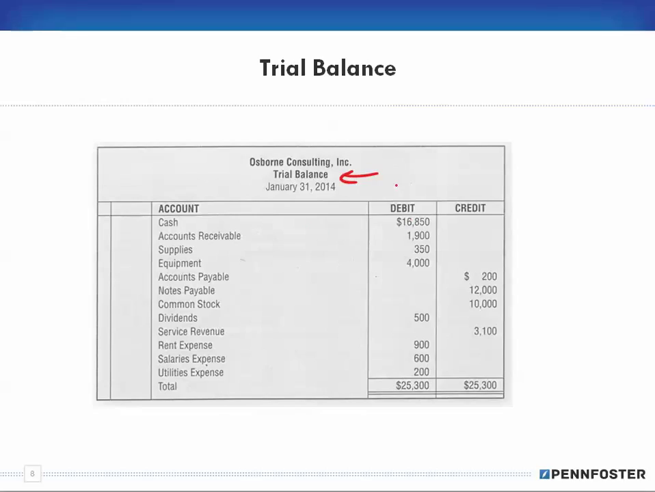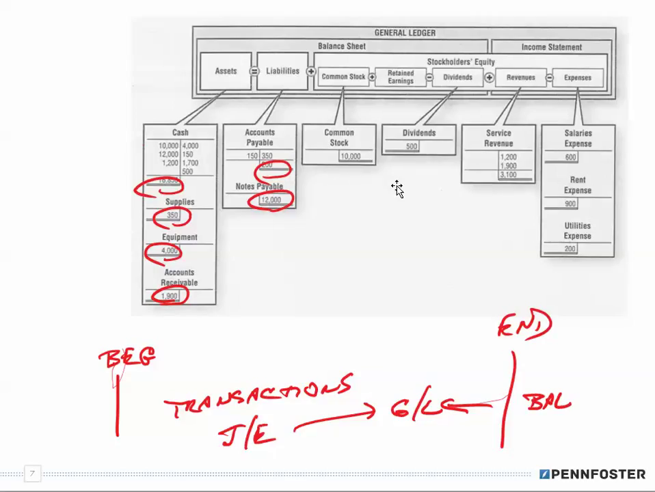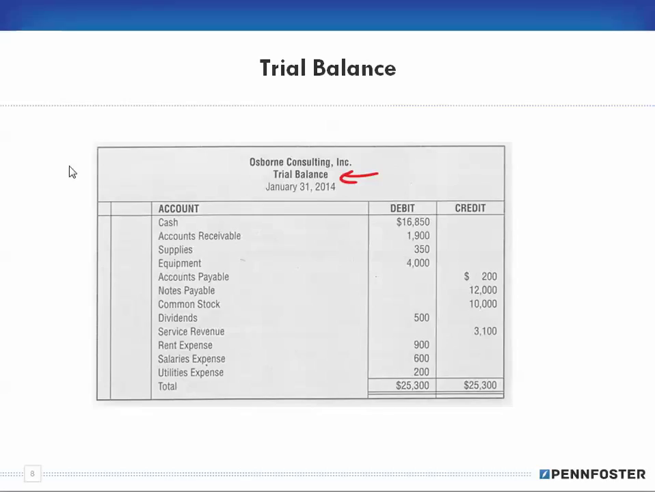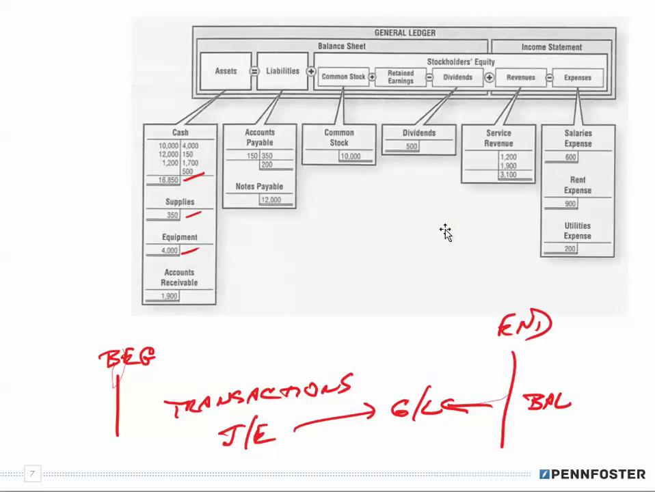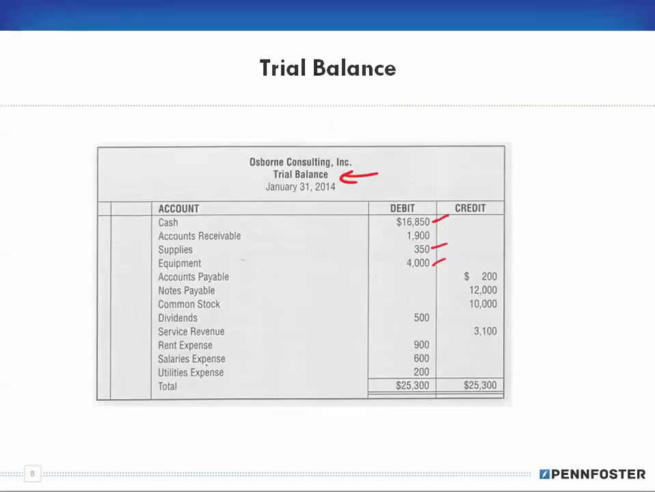So, just a quick bounce back up. Here are the balances in the accounts. Notice that cash is $16,850, supplies is $350, equipment is $4,000. You can see on the trial balance cash is $16,850, supplies was $350, equipment was $4,000. So they just transferred the information. They rearranged it from the ledger accounts and summarized it on the trial balance. Remember, a trial balance is nothing more than a listing of the accounts and the balances in the accounts.